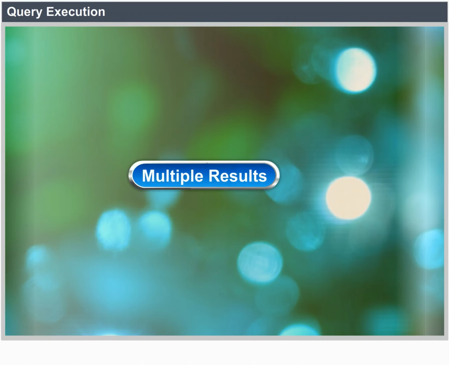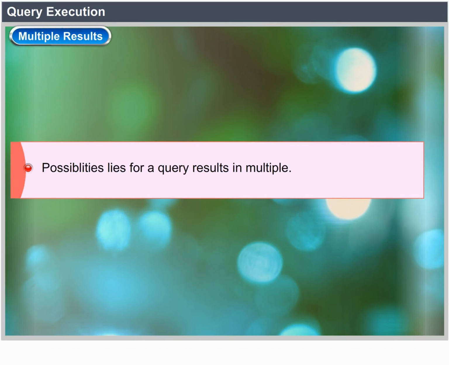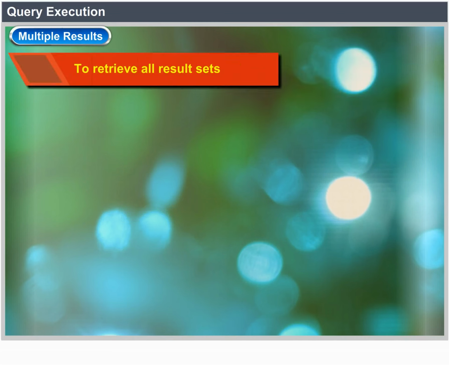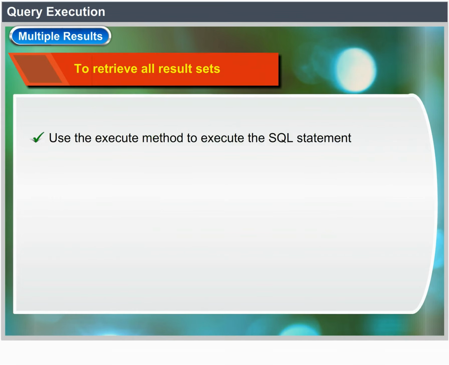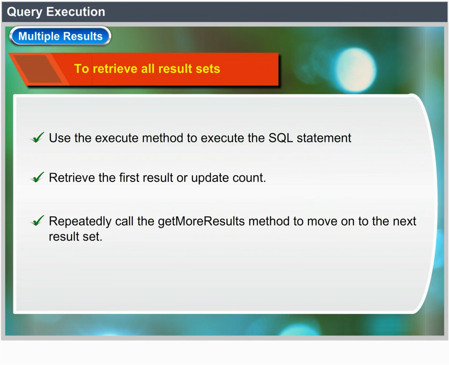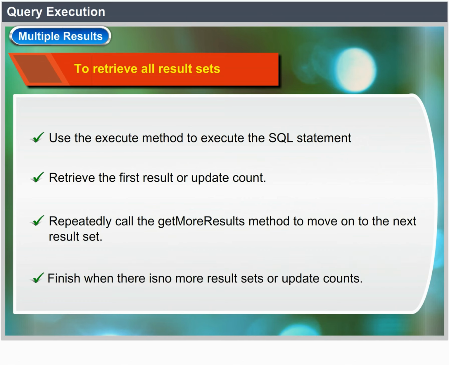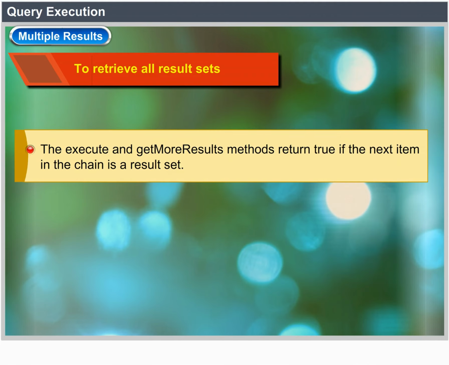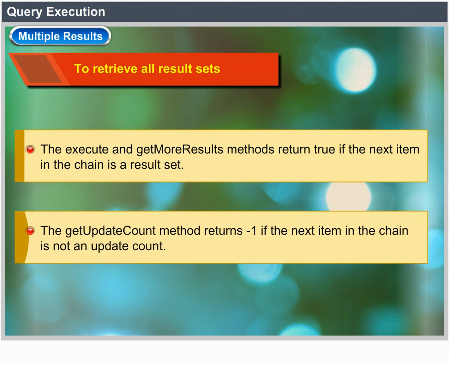Multiple results. It is possible for a query to result in multiple result sets. To retrieve all result sets, use the execute method to execute the SQL statement. Retrieve the first result or update count. Repeatedly call the getMoreResults method to move on to the next result set. Finish when there are no more result sets or update counts. The execute and getMoreResults methods return true if the next item in the chain is a result set. The getUpdateCount method returns -1 if the next item in the chain is not an update count.